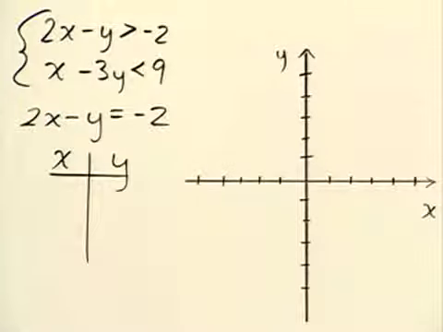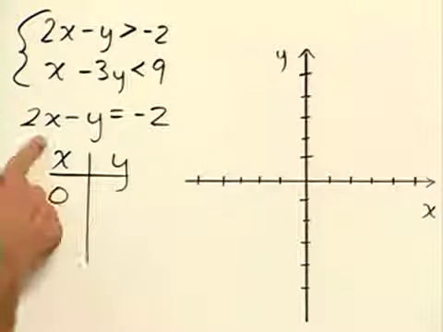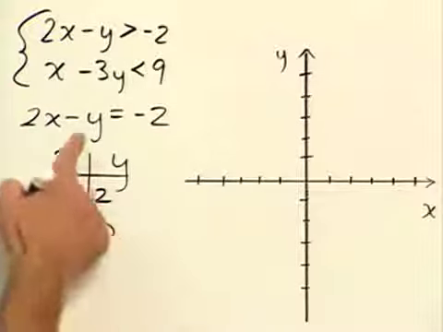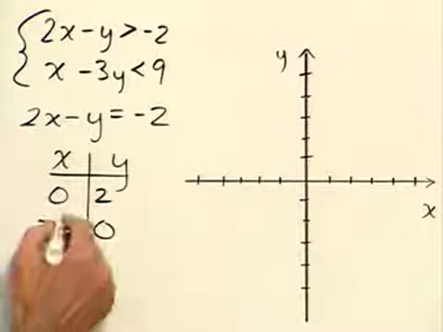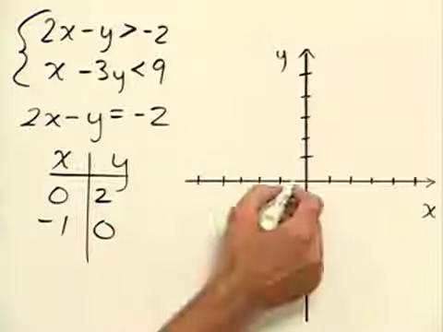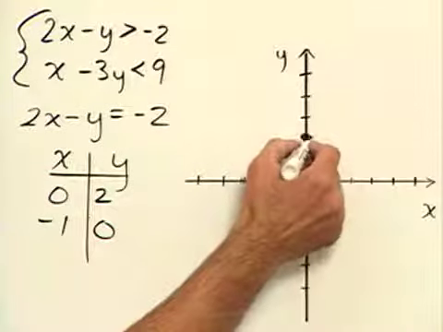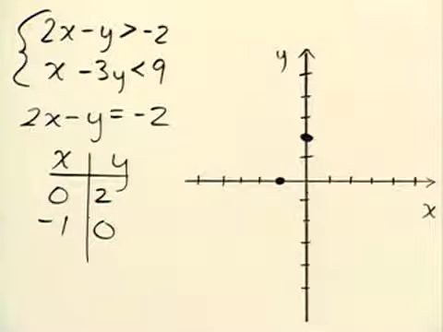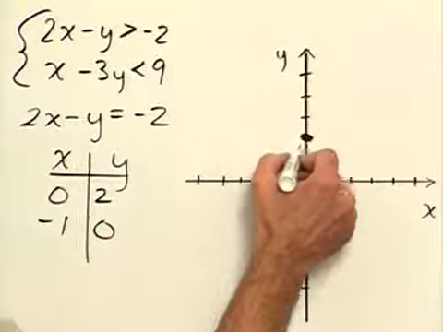graph. If x is 0 in this equation, then y would be positive 2. If y is 0 in this equation, then x would be negative 1. So we have the 2 points 0, 2 and negative 1, 0. If I draw a line connecting those, I need the line to be a dotted line because we have a strict inequality. So the dotted line looks something like this.